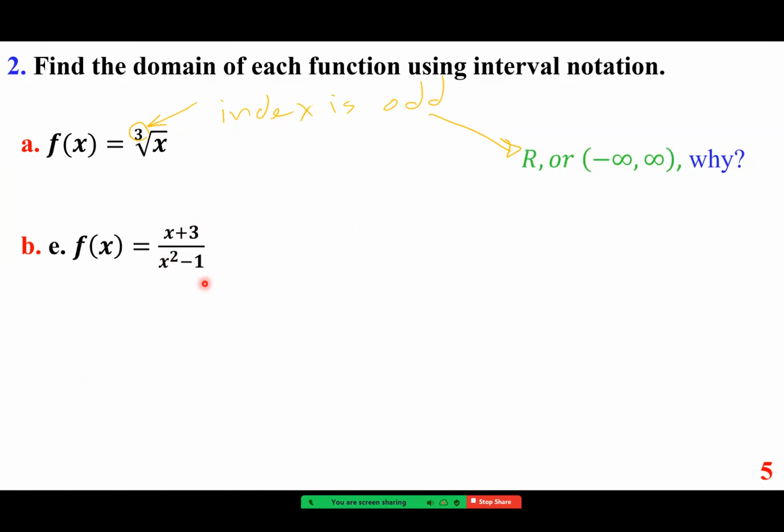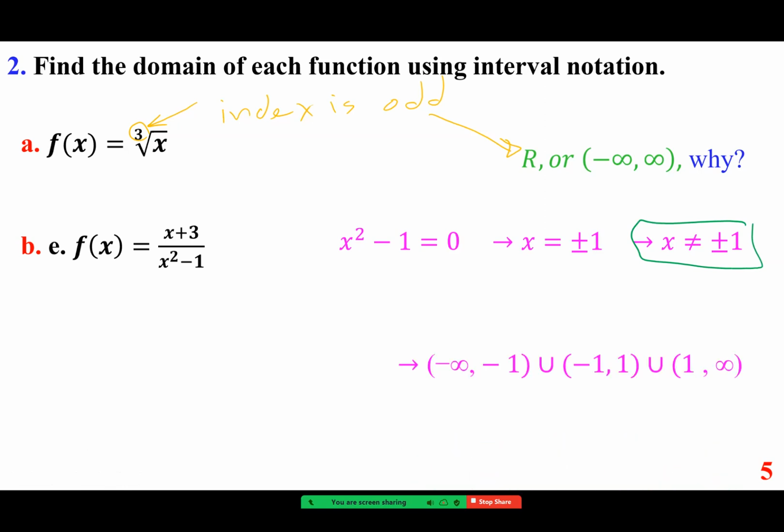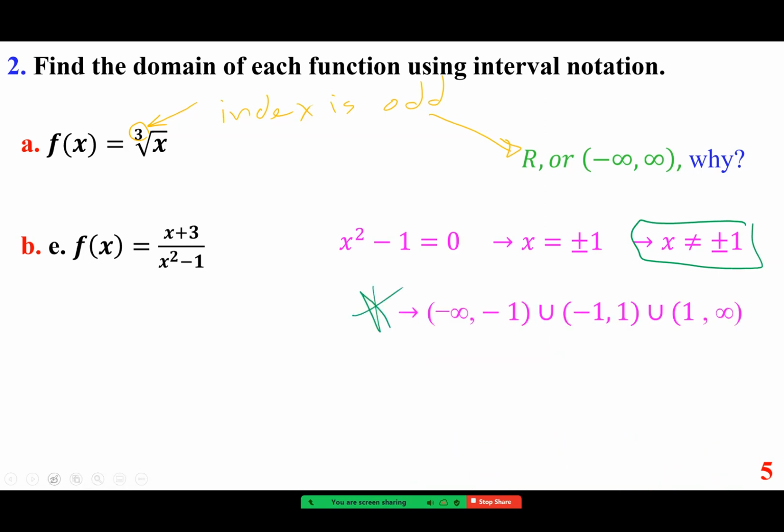Again, we are dealing with a rational expression. We set the denominator equal to 0, x squared minus 1 equal to 0. x becomes plus or minus 1, and we exclude that. So the domain is this. Or in an interval format is this. Negative infinity to negative 1 union, negative 1 to 1 union, 1 to infinity. This means exclude positive 1 and negative 1. This is a shorthand notation or inequality. This is the interval format. And many times we are interested in the interval format.